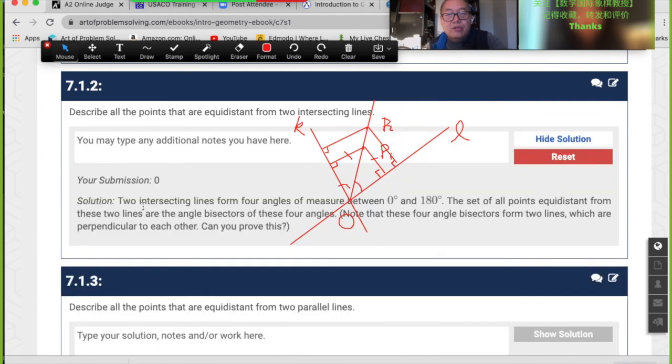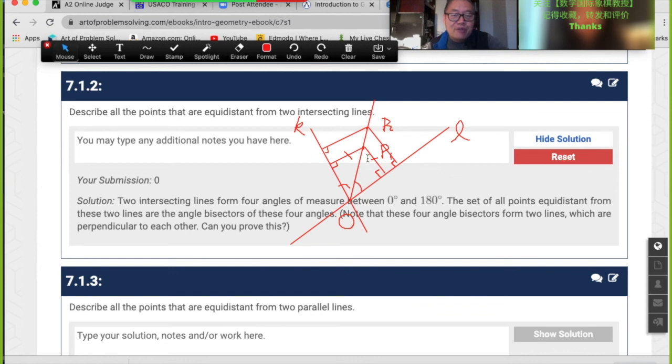Say, 2, can you read this solution? Two intersecting lines form 4 angles measuring between 0 degrees and 180 degrees. The set of all points equidistant between these two lines are the angle bisectors of the 4 angles. That is the formula for bisectors of 2 lines. Can you prove this? See, they tell you this point should be on the angle bisector, right? That's exactly what I told you. Then they also ask you, can you prove that?